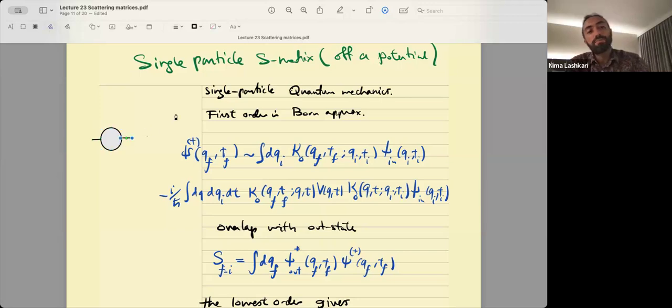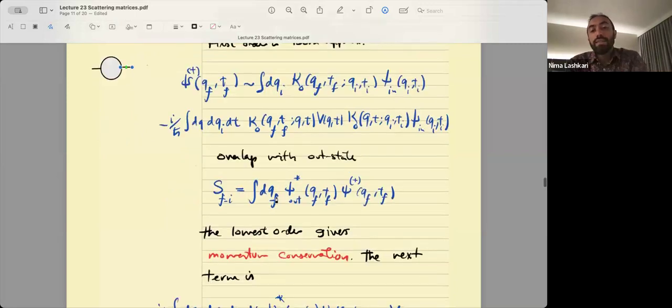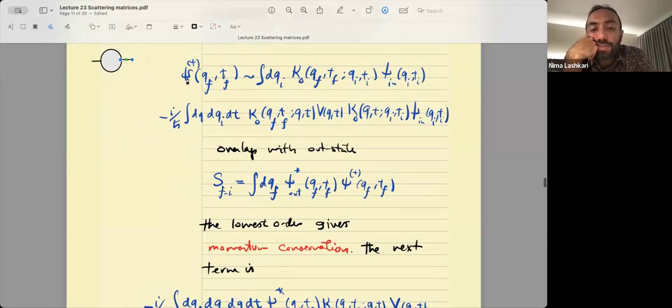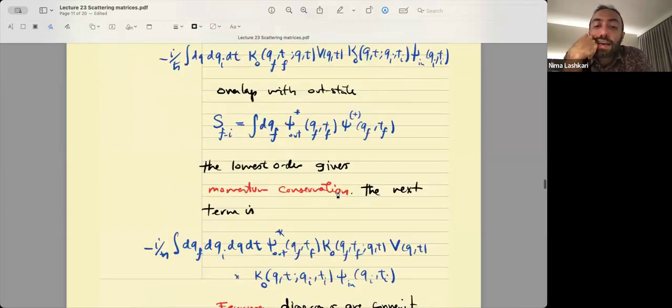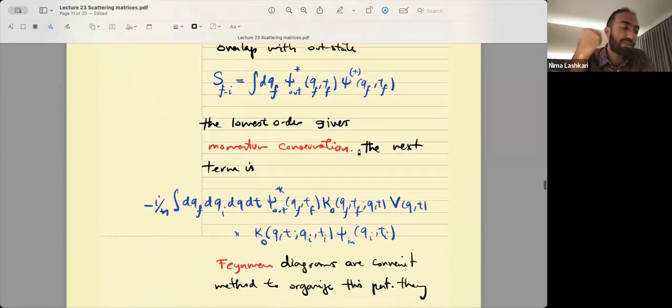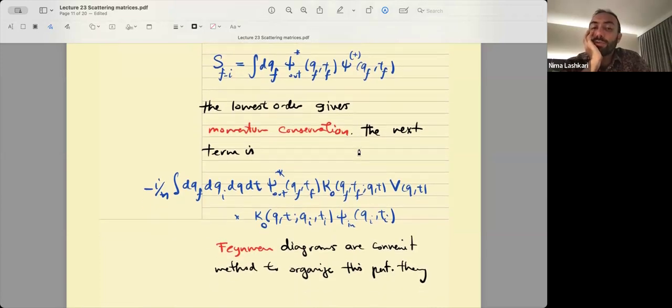We drew them like this, right? That's this term. Then the S matrix is basically the overlap of this evolved state, evolved until late time, with some psi of out, right? And then we saw that to the lowest order, this initial-final S matrix is just momentum conservation. In a free theory, at the 0th order in the coupling, all you expect is momentum conservation.